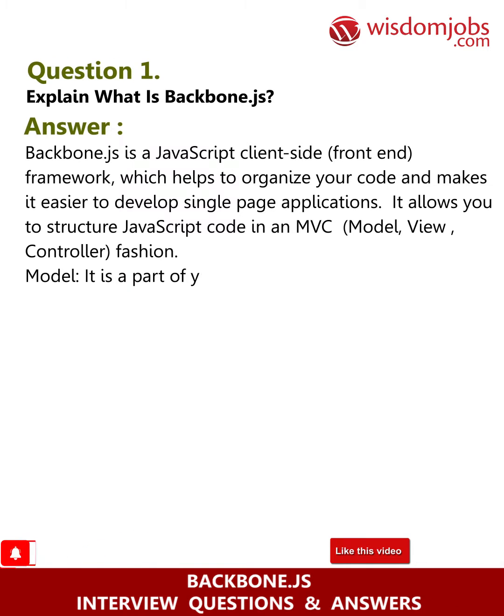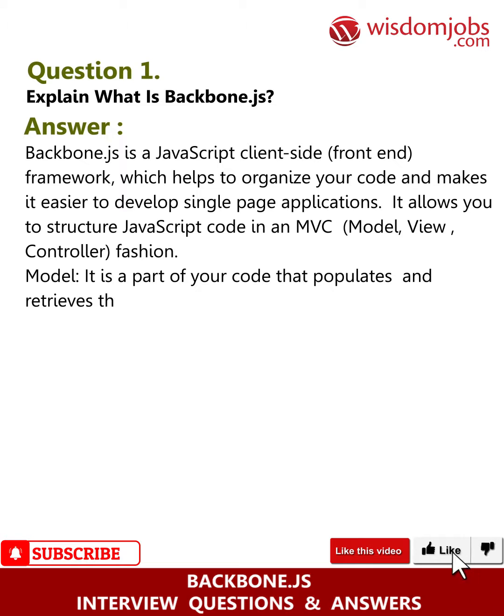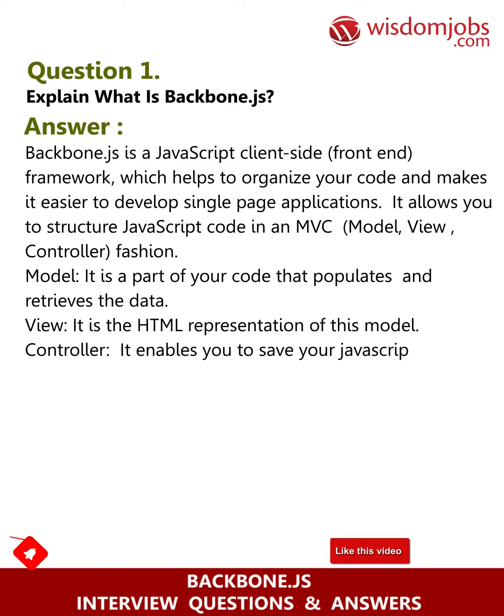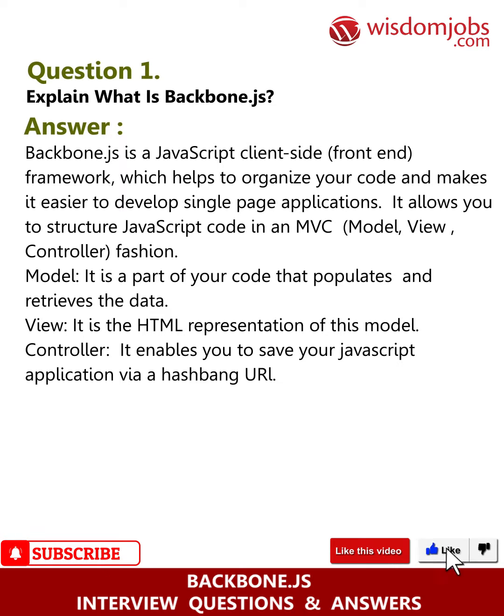Model. It is a part of your code that populates and retrieves the data. View. It is the HTML representation of this model. Controller. It enables you to save your JavaScript application via a hashbang URL.